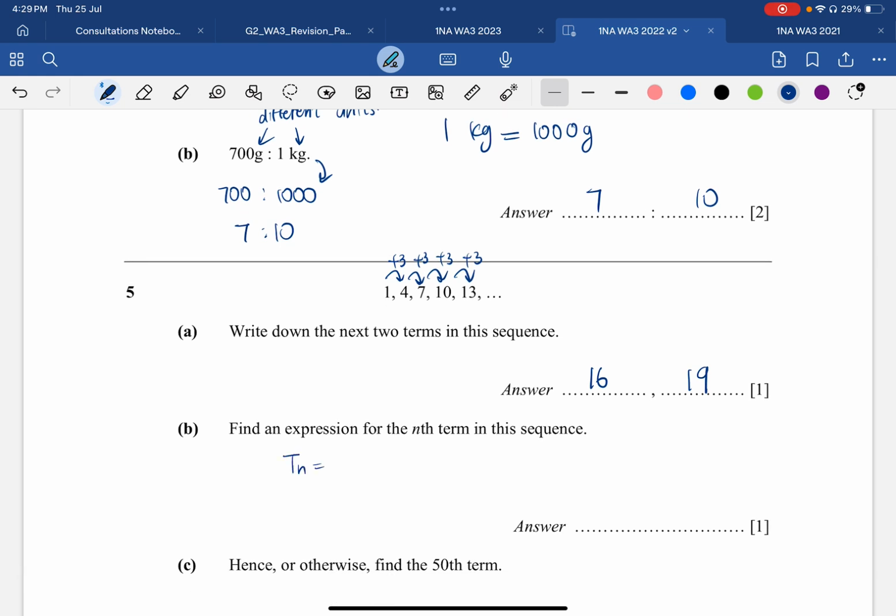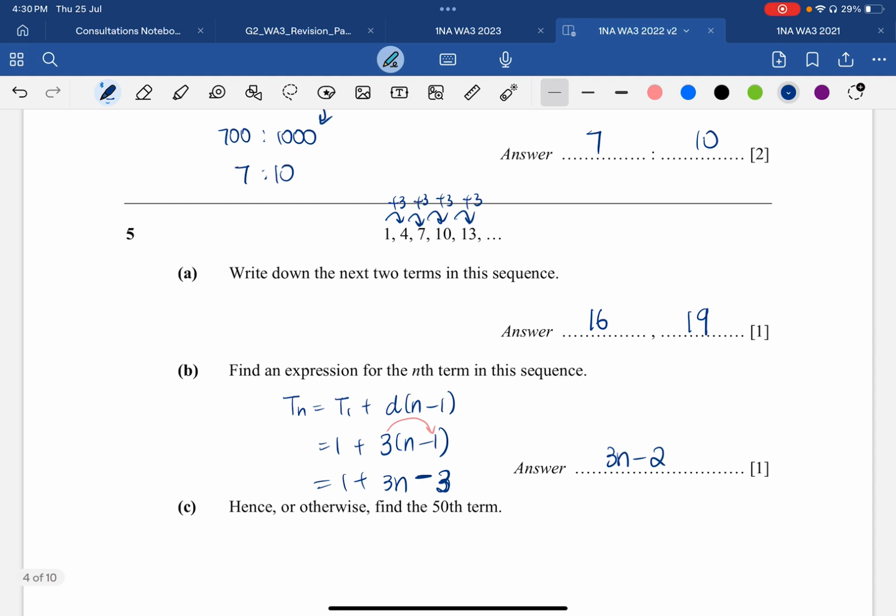The formula to find the nth term is the first term plus common difference times n minus 1. Okay, so our first term here is 1. Common difference is 3, bracket n minus 1. Expand this, you will get 3n minus 3. Okay, take note that this is minus 3. After you expand this, quite a lot of you may miss this out. And so your final answer will be 3n minus 2. Okay, 1 minus 3 is negative 2.